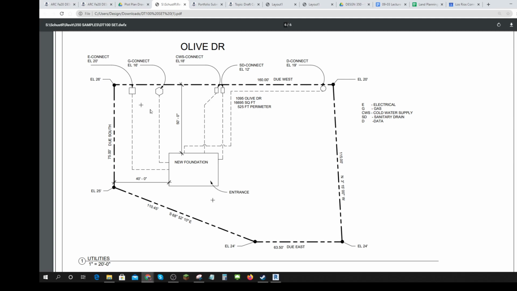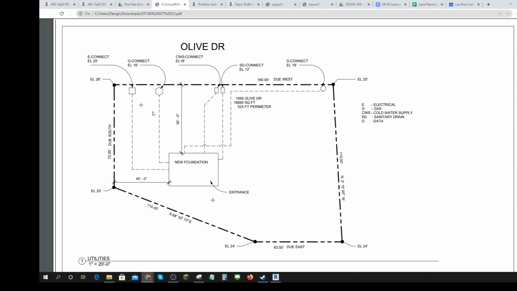Notice there's no dimensions. They're all approximately located. And it's showing you where the utilities should be run to get this job done. This little thing here, this little loop, means that it crosses over it. It doesn't intersect. It doesn't connect. It crosses past it. Now, some of the things that are not on here are elevations of these lines.